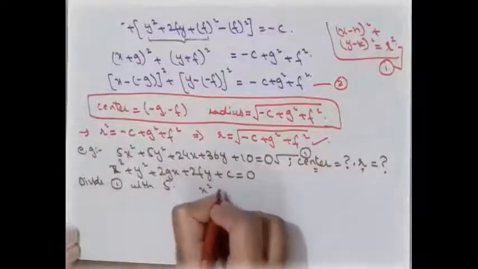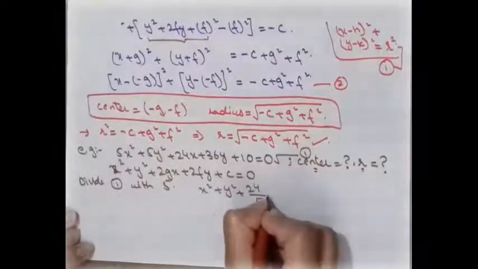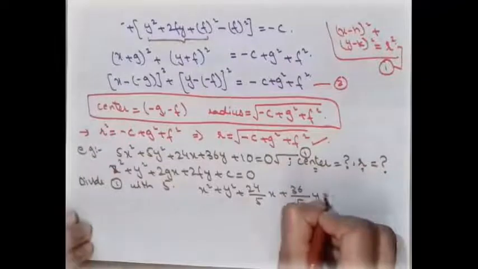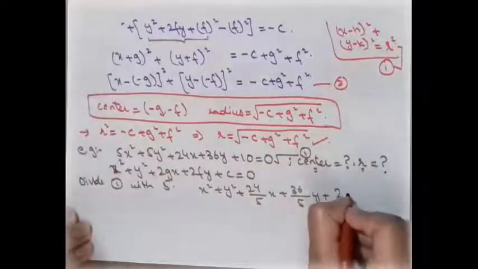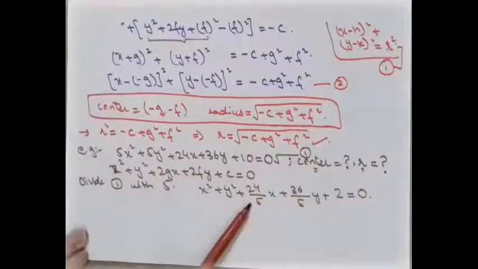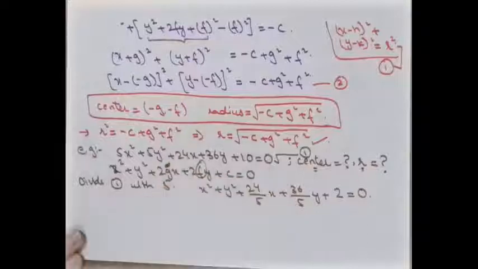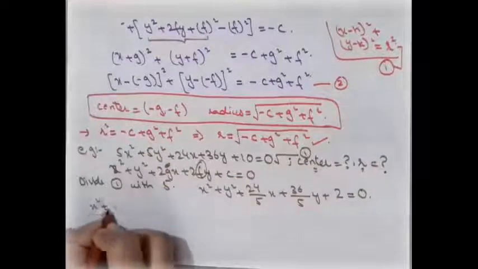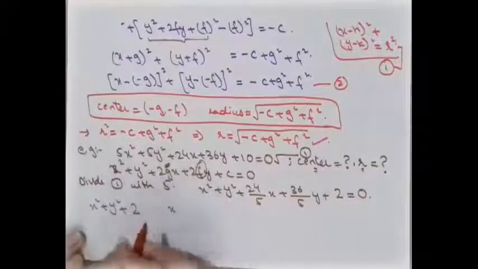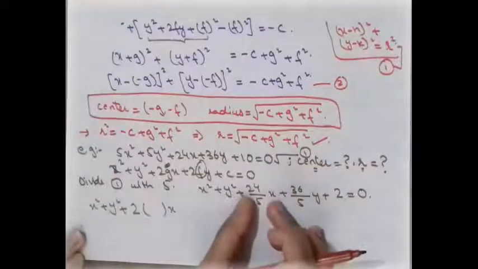So we are left with x square plus y square plus 24 over 5x plus 36 over 5y plus 10 over 5, which is equal to 0. Now we compare these two equations to compute the value of the factor g and the factor f. So x square plus y square. In the formula, the 2 is here with x, so we find the value of the term which will give this factor.